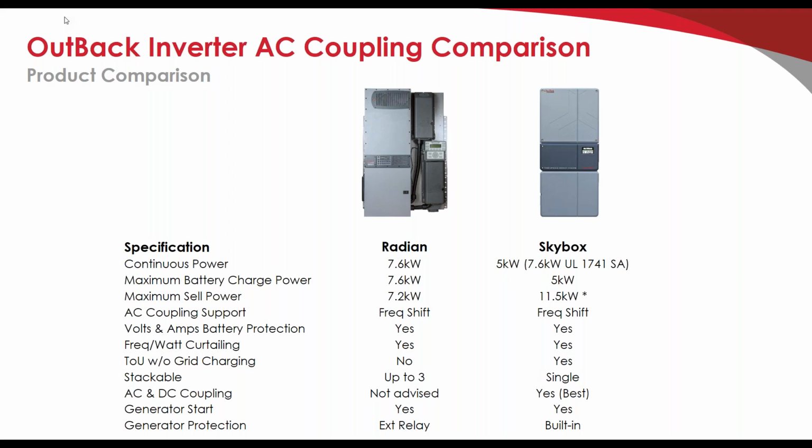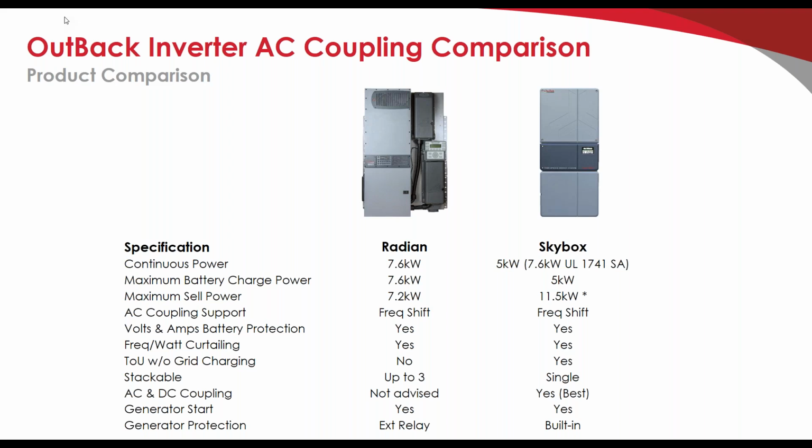for time of use. Radian gives you an advantage of stacking while supporting AC coupling. You can stack up to 3 Radians while AC coupled, whereas you can't today with SkyBox. Today, single SkyBox only while doing AC coupling. AC and DC coupling on Radian is not advised, whereas SkyBox, of course, natively still has your PV inputs there, and of course it supports PV, direct current input while it's doing AC coupling.